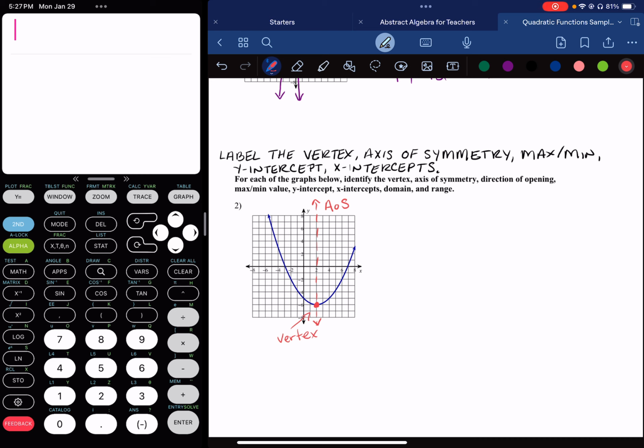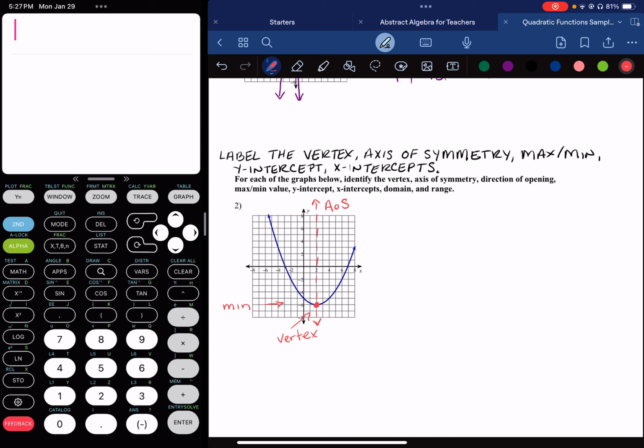Next, I want you to tell me where the max or the min is. Remember, the parabola is either going to have a max or a minimum. It's not going to have both. And we can see from this parabola, I have a low point where that vertex is. It's at the bottom of a valley. That tells me that this graph has a minimum. And that minimum is also where the vertex lives. So drawing an arrow to where it is and labeling it as a minimum.